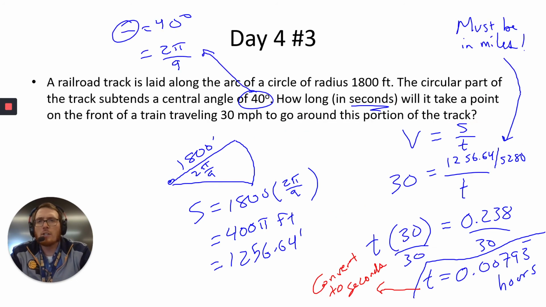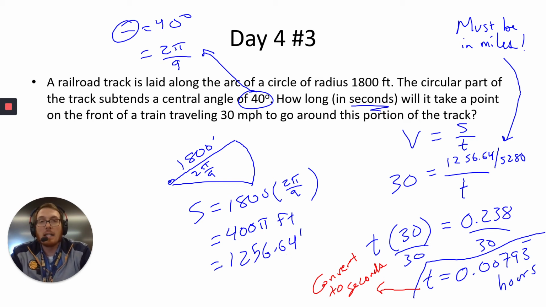The third question talks about a railroad track that has a certain radius. So here's the radius, 1,800 feet. It says the circular part is at an angle of 40 degrees. I need to multiply that by pi over 180 to get it into radians, and then find the arc length by s equals r theta. And I get just under 1,300, or about 1,250, not square feet, just feet.